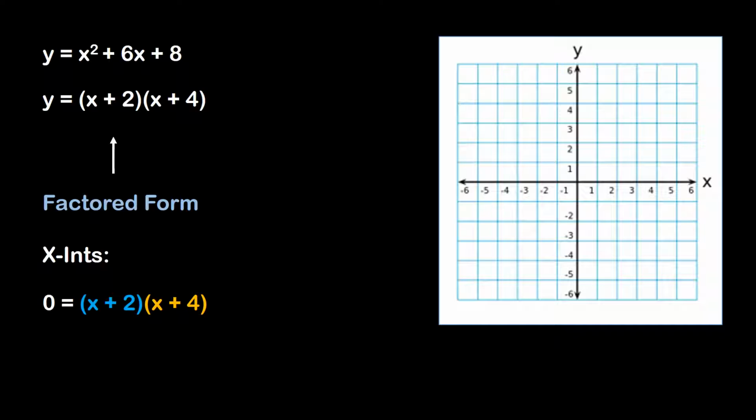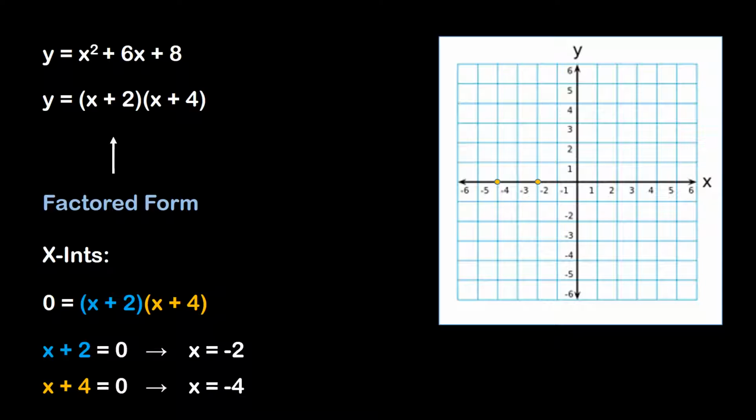In order for that equation to be satisfied, we can either have that x plus 2 is equal to 0, or we can have that x plus 4 is equal to 0. In order for x plus 2 to be equal to 0, we would need x is equal to negative 2, and in order for x plus 4 to be equal to 0, we would need x is equal to negative 4. So there we go. Because those are the x values at which the y value is equal to 0, we have that our x-intercepts are located at x is equal to negative 2 and x is equal to negative 4.